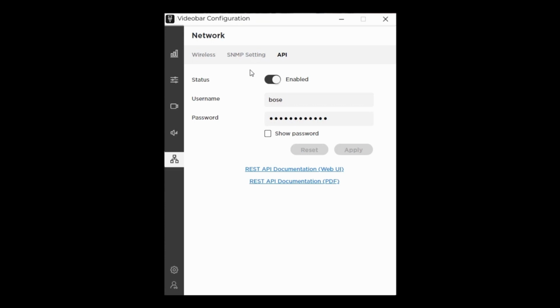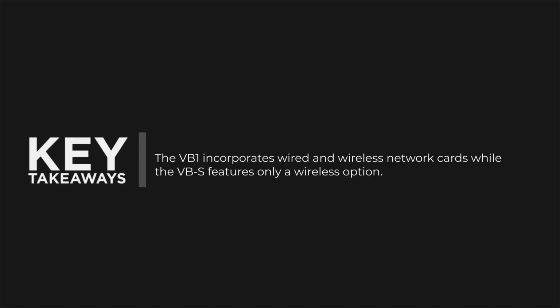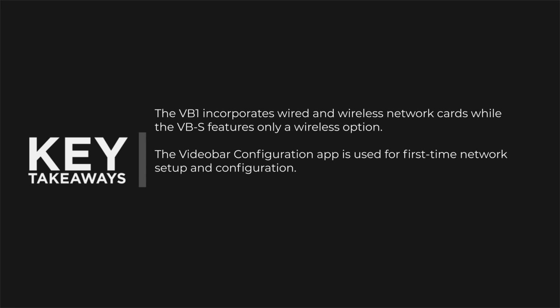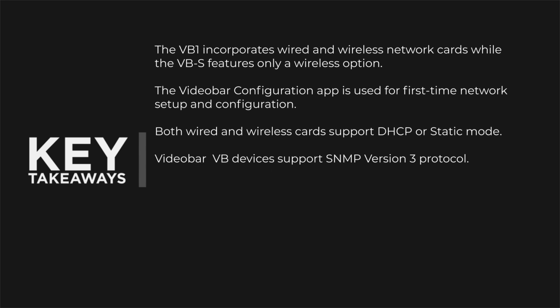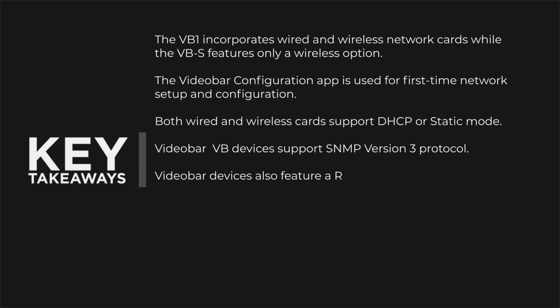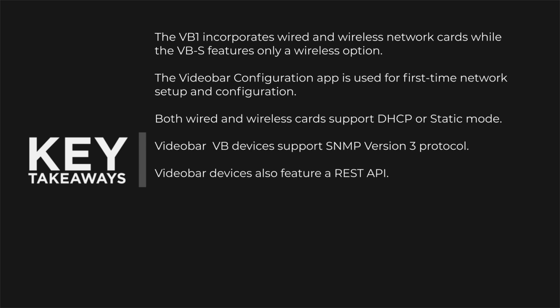Well, that's it for this tutorial. As we close, your key takeaways are: the Bose Professional Videobar VB1 incorporates wired and wireless network cards, while the VBS features only a wireless option. The Videobar configuration app is used for first-time network setup and configuration. Both wired and wireless cards support DHCP or static mode. Bose Professional Videobar VB devices support SNMP version 3 protocol, and also feature a REST API.